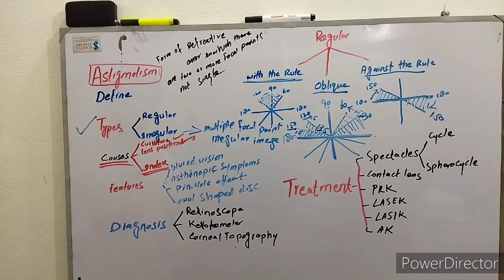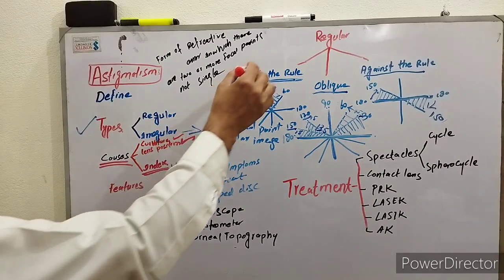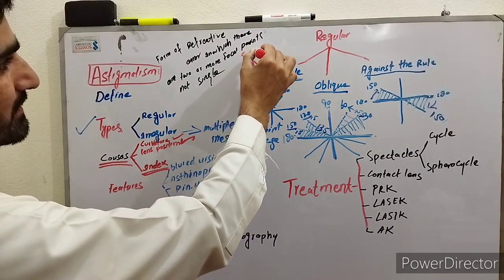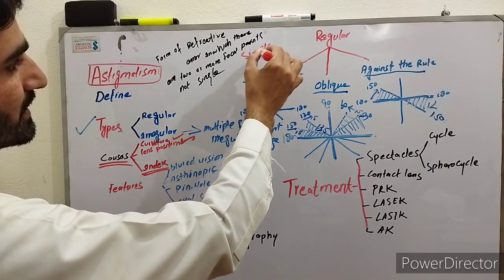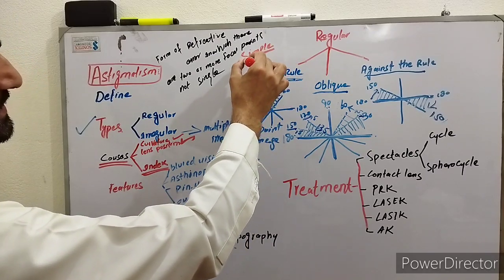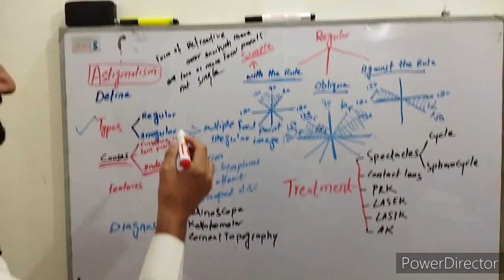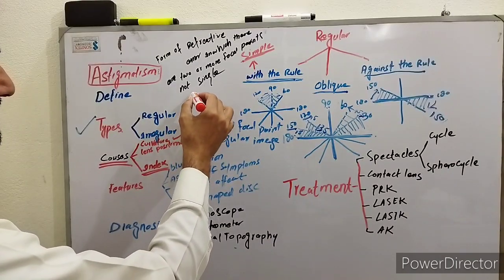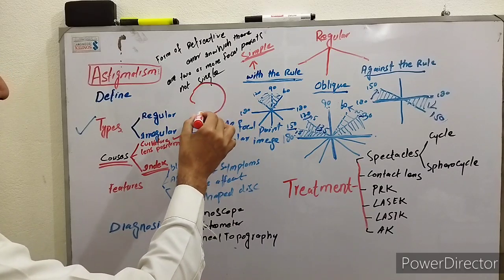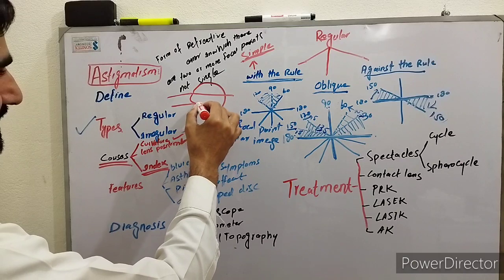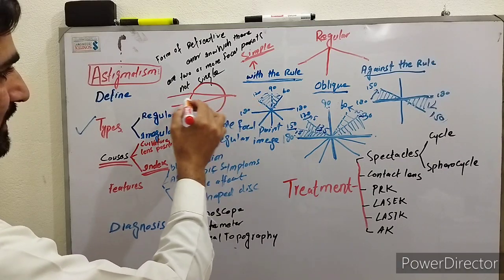Sorry, I have skipped the other types of astigmatism. For example, types of with the rule astigmatism. Simple astigmatism: if some light rays focus at the retina, others focus in front of the retina, this is called simple myopic. If some rays focus at the retina but other rays focus behind the retina, this is called simple hypermetropic.